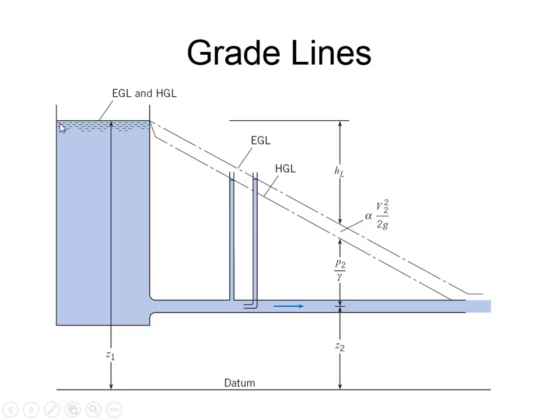So the reason why the two lines are on top of each other here at the surface of the water is because it has no velocity. All of the energy is as elevation in a tank. It has no pressure. The water at the top, at the surface of the reservoir, there's no pressure. The water isn't moving, so there's no velocity head term. So the EGL and the HGL are coincident in the tank because it's both just the Z that you've got.